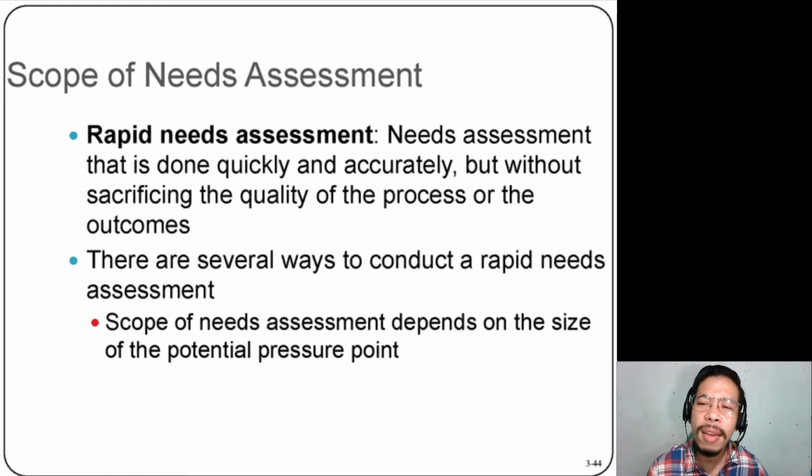So we'll talk now about the scope of needs assessment. So what is the parameter? What will be the parameters of our needs assessment? To what extent are we going to do needs assessment? Right? So we have here a term called rapid needs assessment. So needs assessment that is done quickly and accurately, but without sacrificing the quality of the process or the outcome.